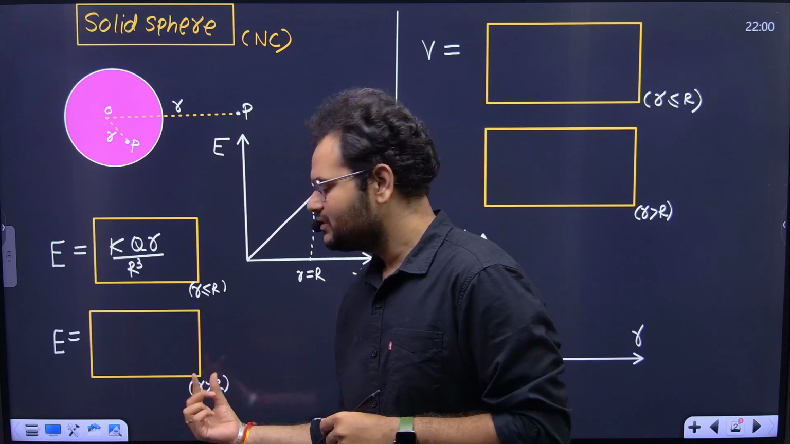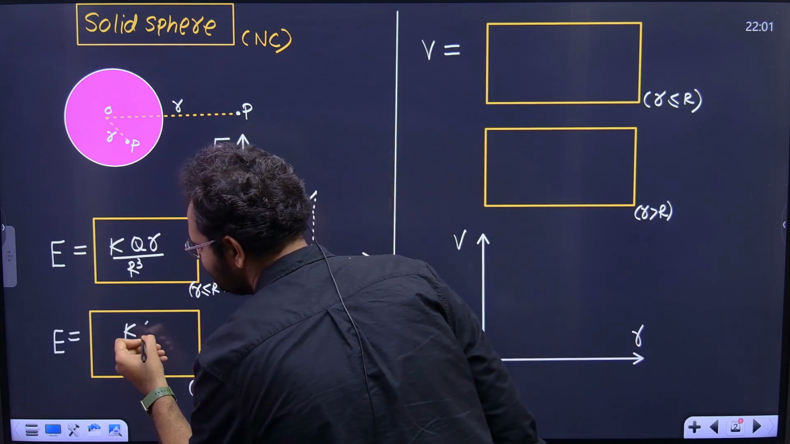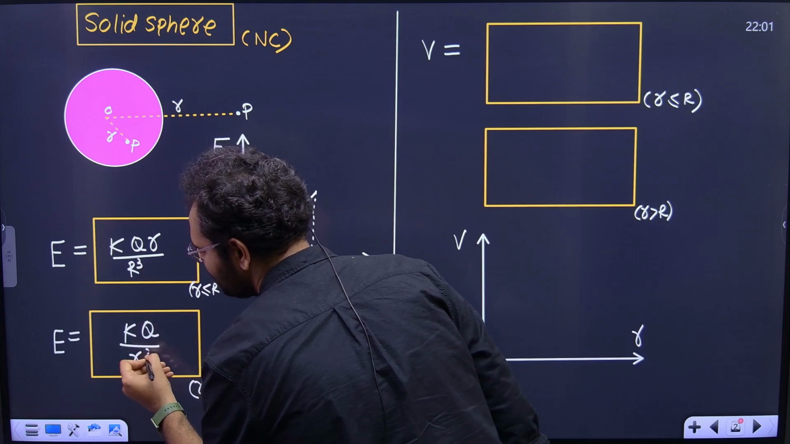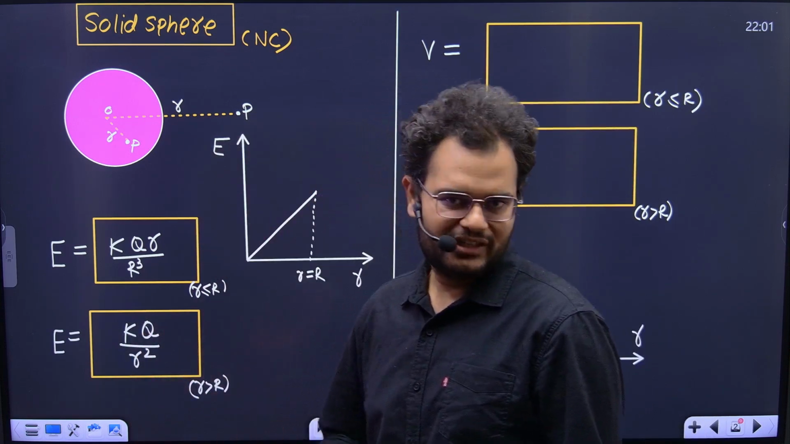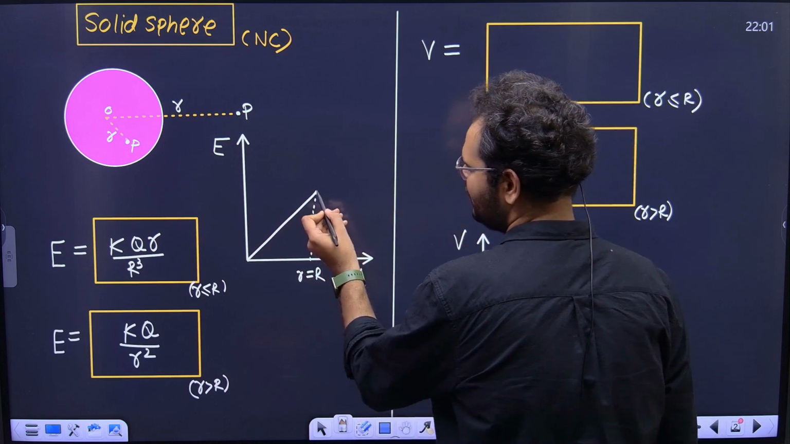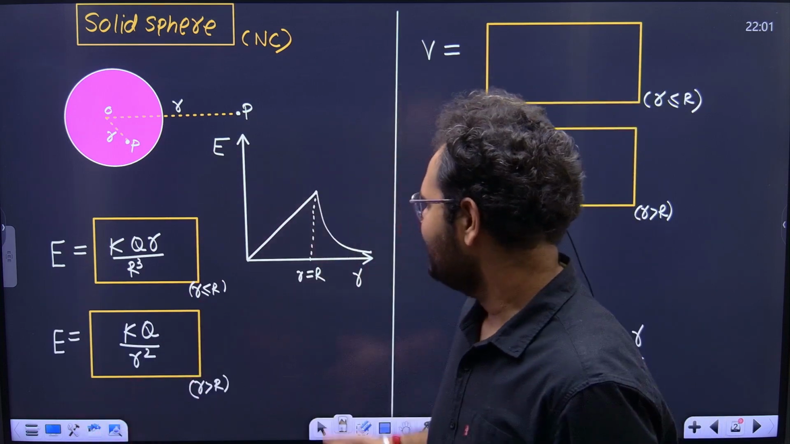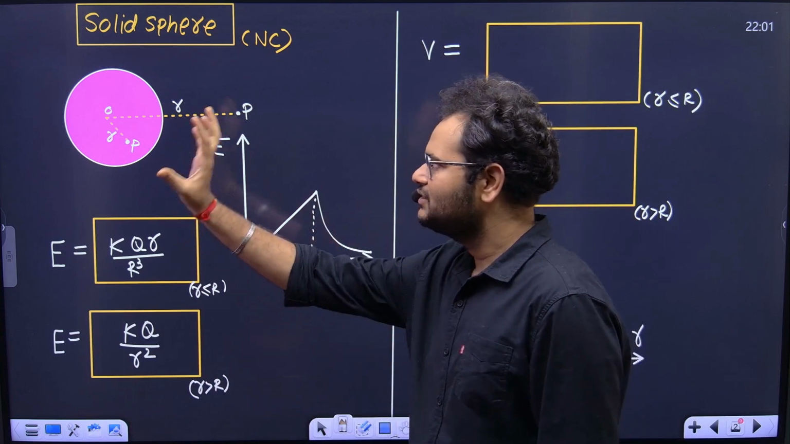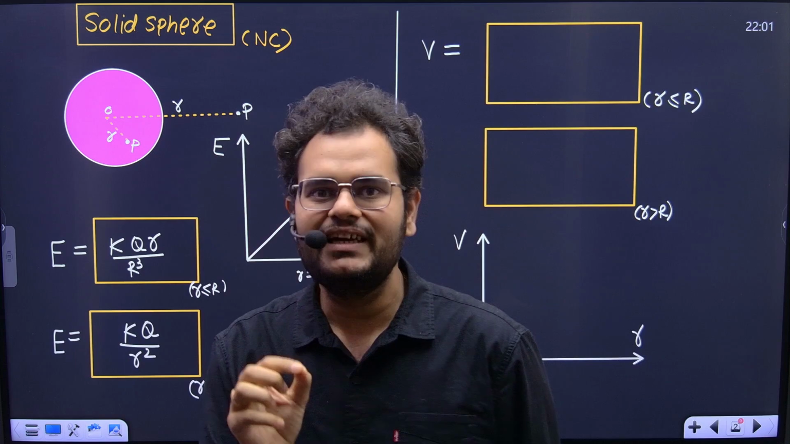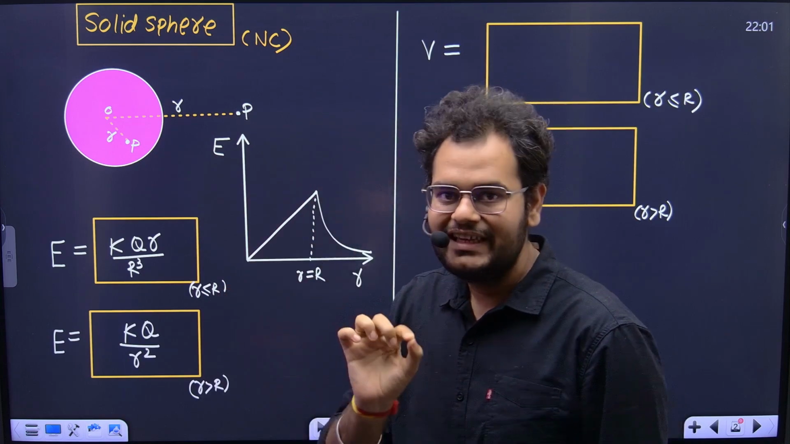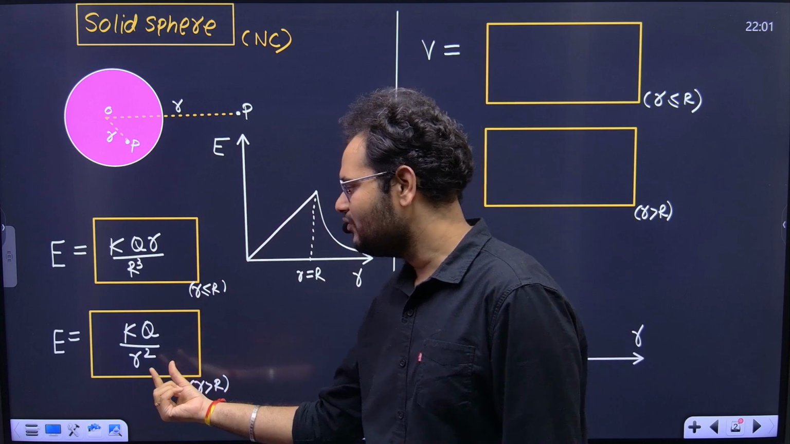Sir, what happens when we go outside the sphere? It just behaves like a point charge, and you know the formula for a point charge. And what kind of graph will come? Similar to a rectangular hyperbola, not exactly a rectangular hyperbola, but similar to it. So this is very easy. Finally, we got the graph of the electrical field of a solid sphere: inside, it depends linearly on r, and outside, it is just like a point charge, similar to a rectangular hyperbola.